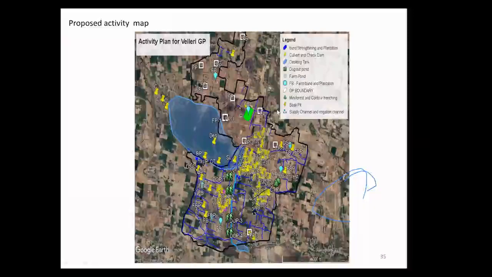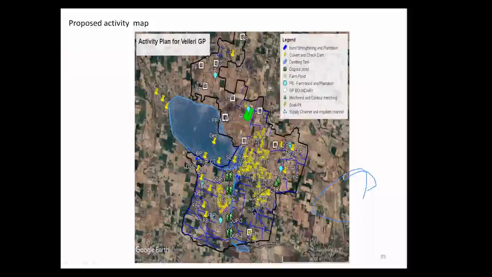So this is the final map of what you were seeing for the particular village, once the planning has been done based on all the thematic layers. What you were seeing is a proposed activity map. You can see the streamlines and culverts, the plans for bund strengthening activities, and the mini forest, soak pit, farm ponds and duck pond activities. All these things have been planned.